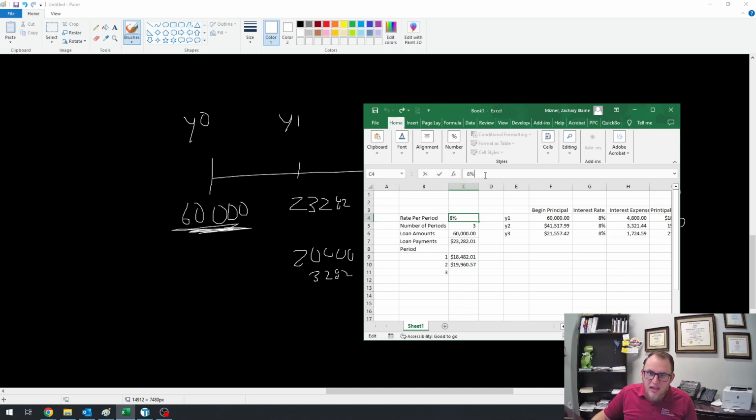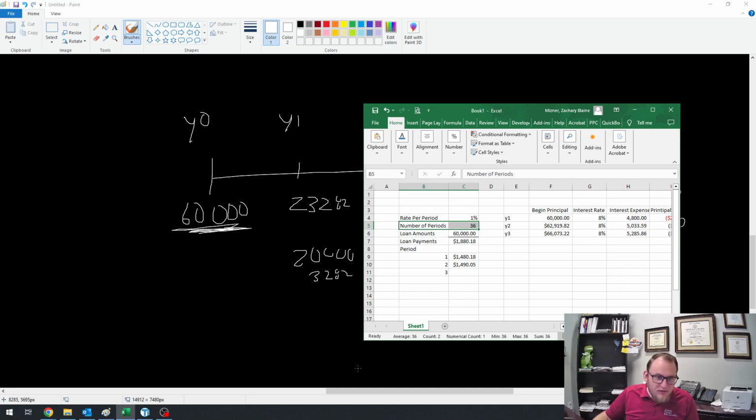So it'd be 8% divided by 12. If we do 8 divided by 12, so 0.667%. But then the number of periods is also going to be 3 times 12 there. So our formula is going to change, but really why I say this is because you need to really be careful with the rate per period and the number of periods.